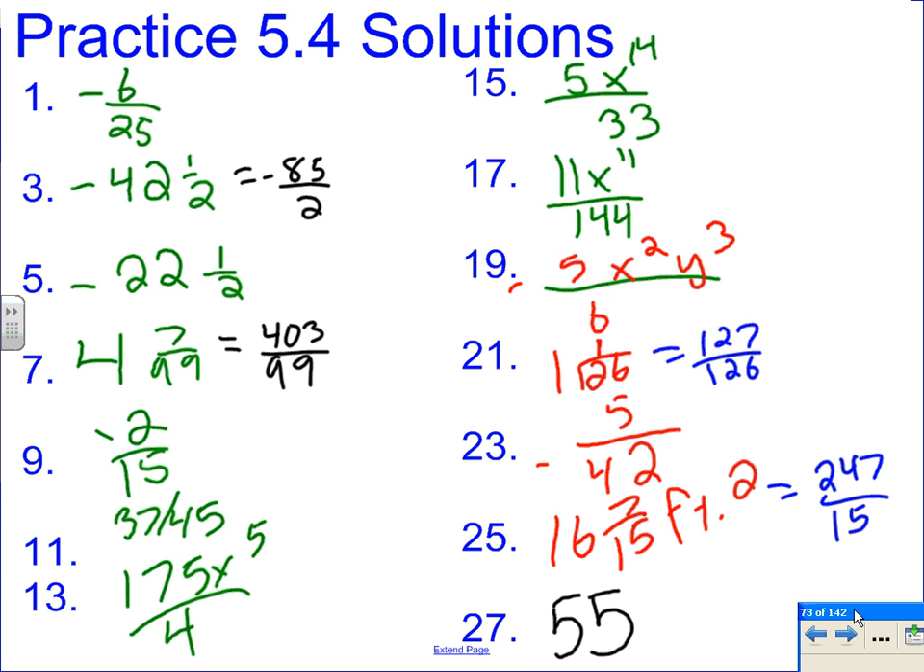Adam, are you checking yours? Okay. Number 19, negative 5x squared y cubed over 6. 21, 1 and 1 over 126, or 127 over 126. 23, negative 5 over 42. 25, 6 and 7 over 15 feet squared, or 247 over 15 feet squared. 27, 55 students. All right. Finish checking.